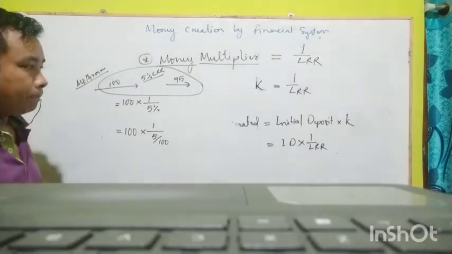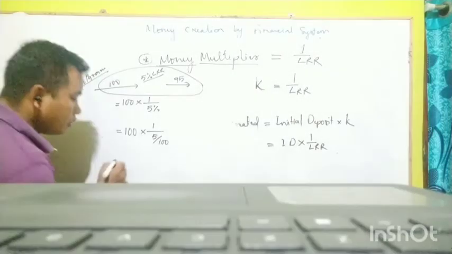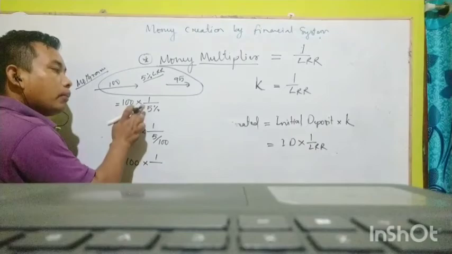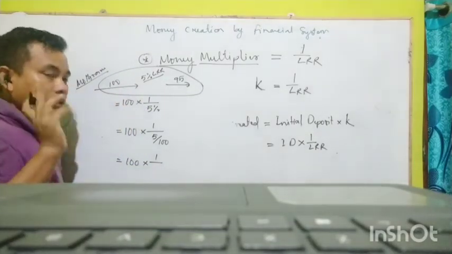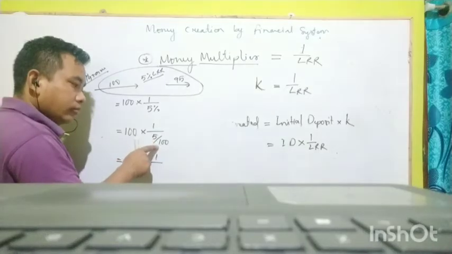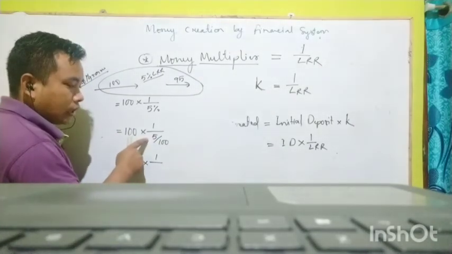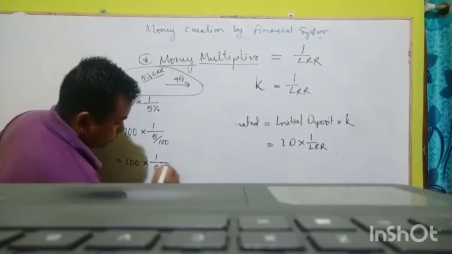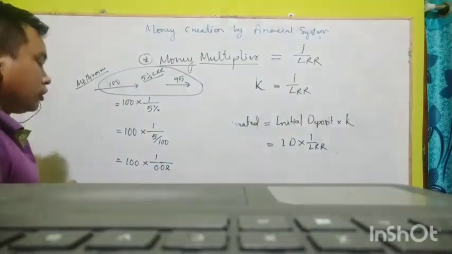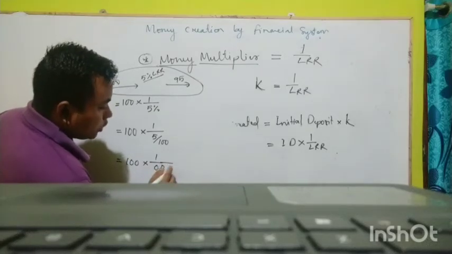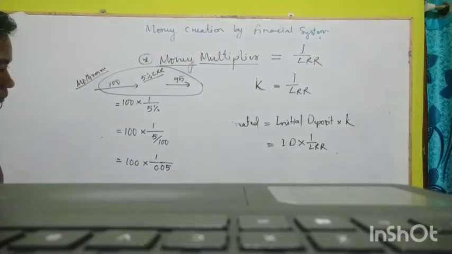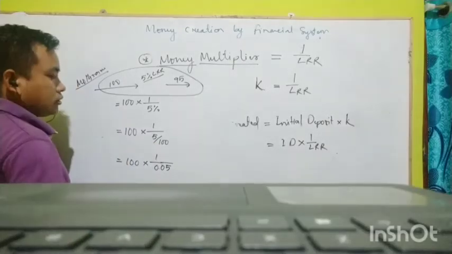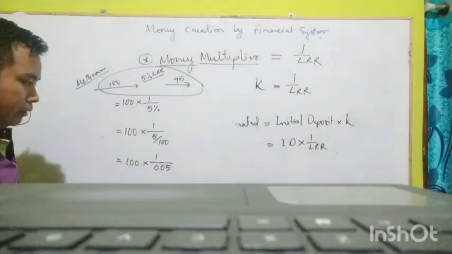So 100 into 1 by, the percentage is 5%, and you don't divide 1 directly by 5. 5% means 5 by 100, which simply means 0.05. Okay, this means 0.05.